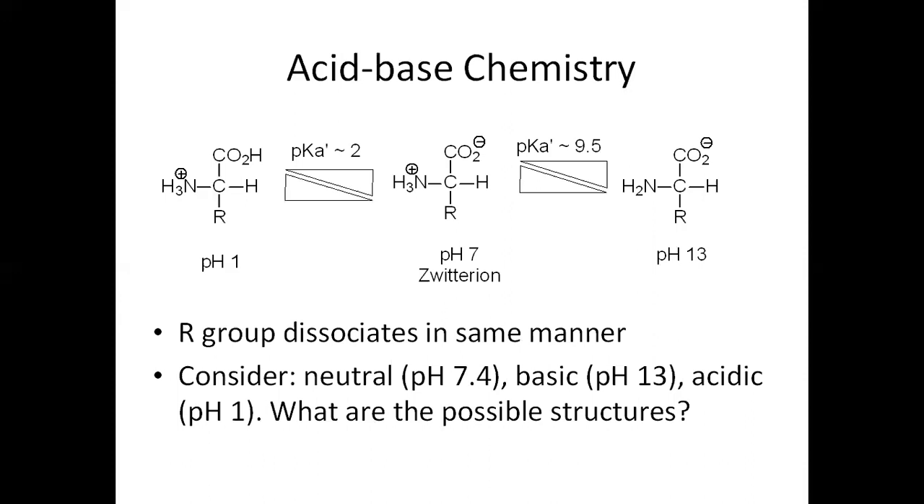Thus, the possible structures would exist at pH 1, physiological pH, and pH 13. We can call them A, B, and C for reasons that will become apparent momentarily.